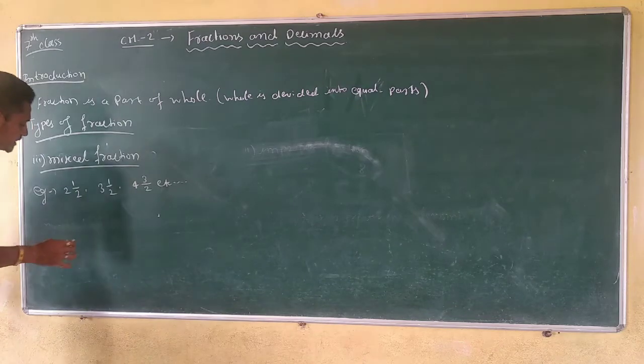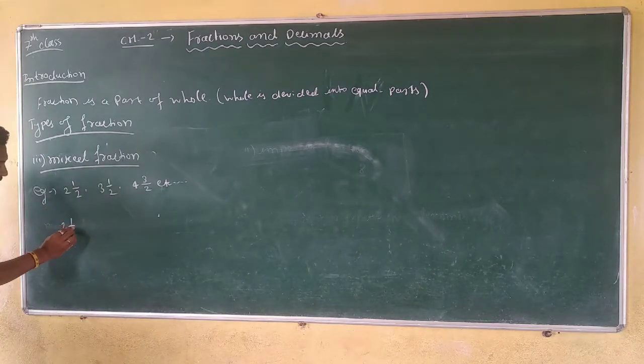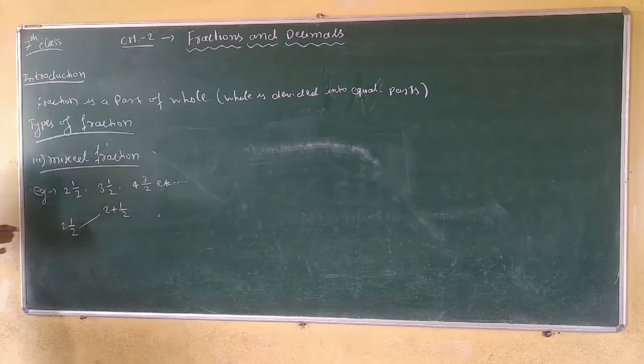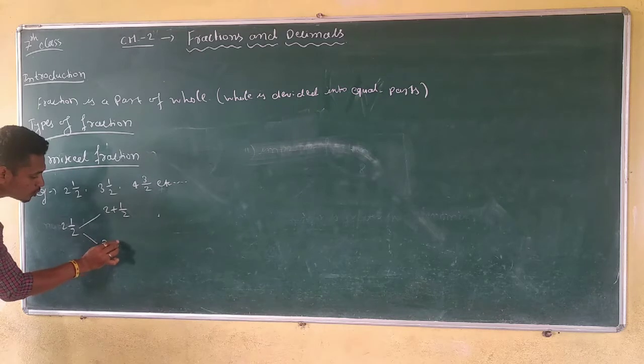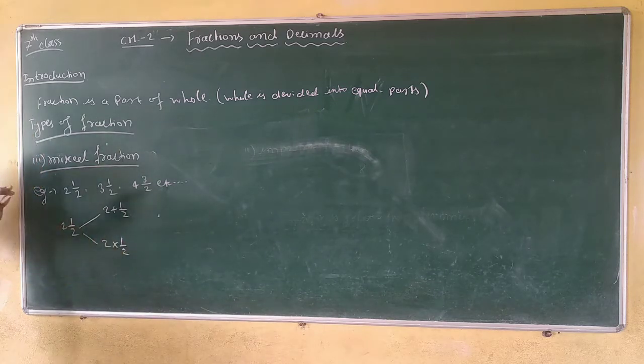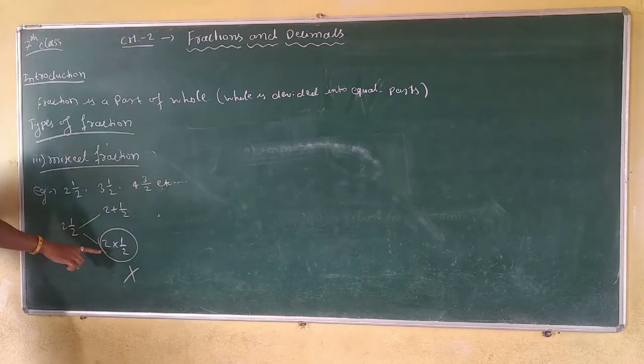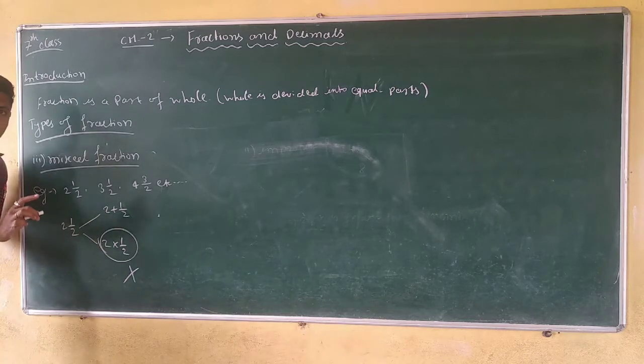How is it? See here. 2 and 1 divided by 2 means 2 plus 1 divided by 2. It is not 2 multiplied by 1 divided by 2. So please remember, 2 and 1 divided by 2 means 2 plus 1 divided by 2. It's wrong to take it as 2 times 1 divided by 2.